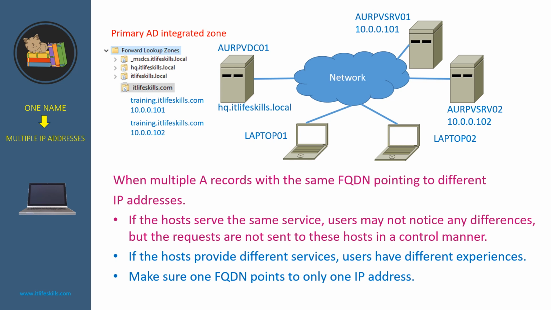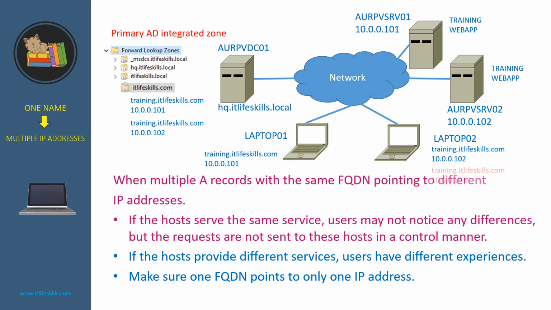For example, if server 1 provides a chaining web app and server 2 provides the same chaining web app, now laptop 1 queries the DNS server and gets the IP address of server 1, and laptop 2 gets the IP address of server 2, which means laptop 1 accesses the chaining web app on server 1 and laptop 2 accesses the chaining web app on server 2. Everything looks good.